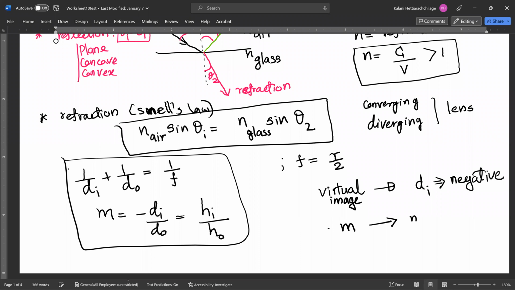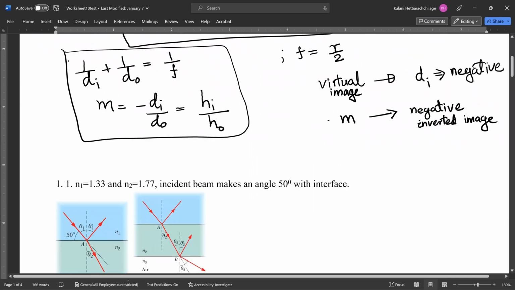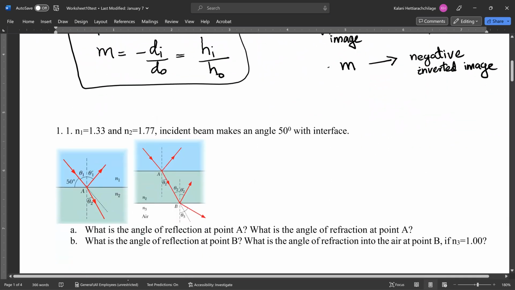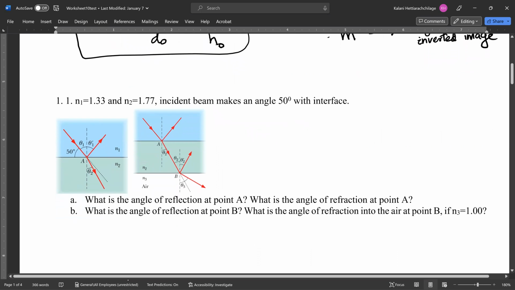So negative gives you an inverted image. Inverted from the object, okay? It will be in the opposite direction of the object orientation, inverted image, right? So we learn this information. We're going to do those problems by using those concepts.